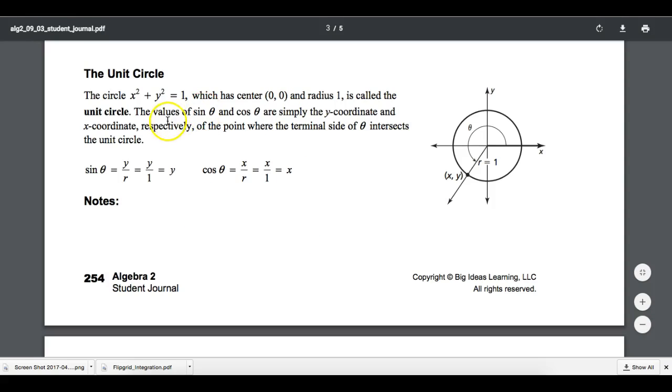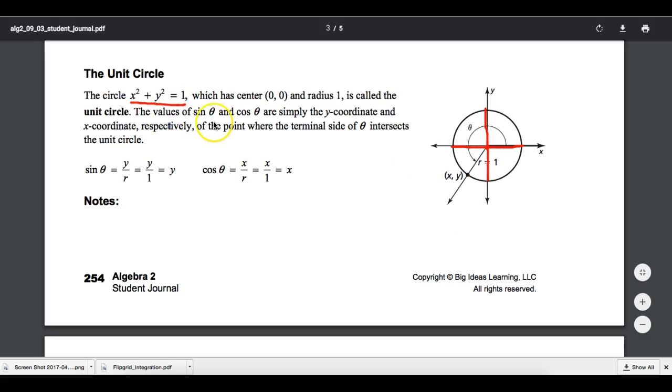So the unit circle is the circle that has the equation x squared plus y squared equals 1. That's the equation of our circle. From this we can tell the unit circle has a center at (0, 0) and has a radius of 1. So the distance from the origin out to any point on our circle is equal to 1. Everywhere, this circle has a radius of 1. That is our unit circle.